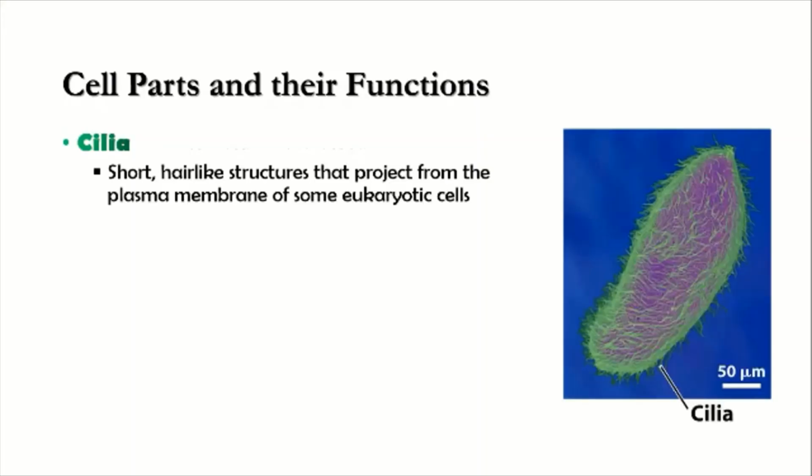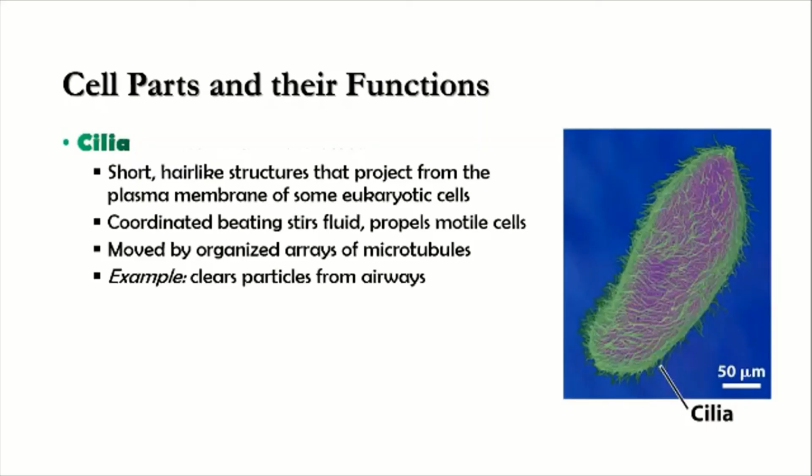Now let's go to another surface extension: the cilia. The cilia are short hair-like structures that project from the plasma membrane of some eukaryotic cells, and their coordinated beating steers fluid and propels the motile cells. Examples of cilia can be found in your airways, for eukaryotes.